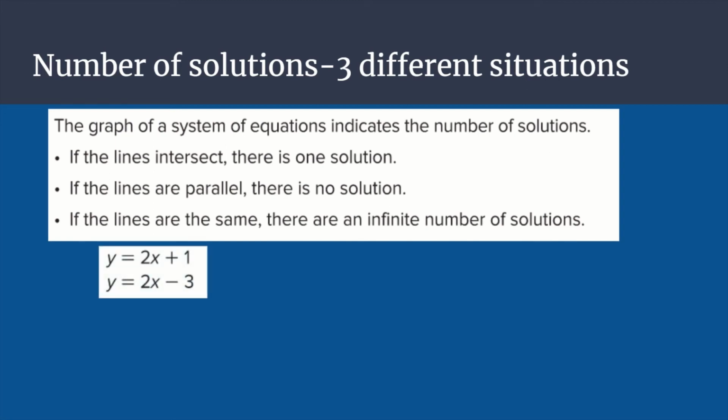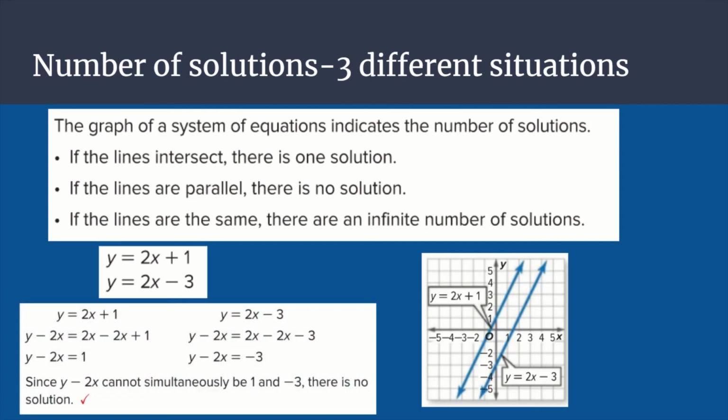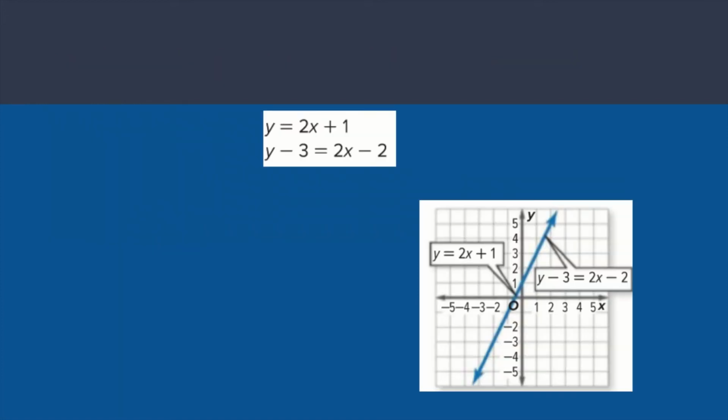So for something like this, where we have the same slope but different y-intercepts, when I graph that line, I see that those 2 lines are parallel, which means they're never going to intersect, which means we have no solution. The ones with one solution we've already seen before in this PowerPoint.